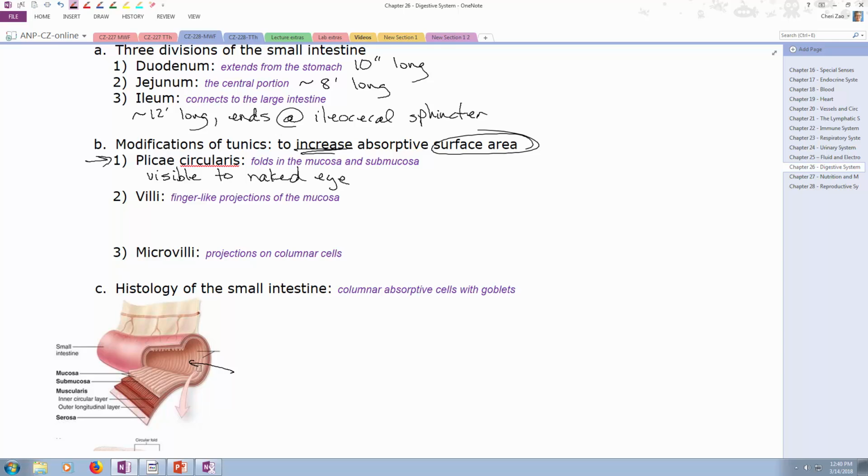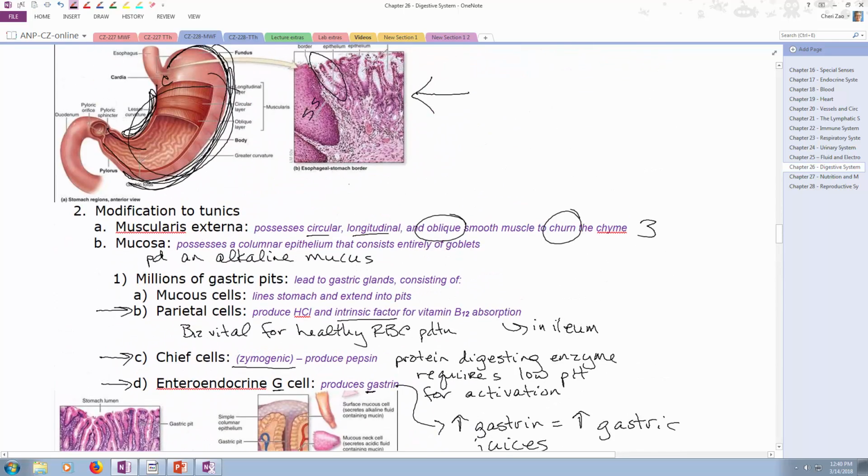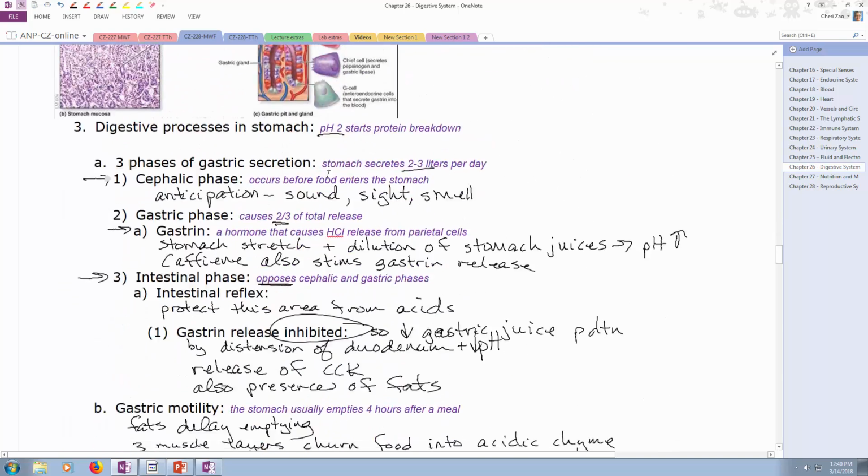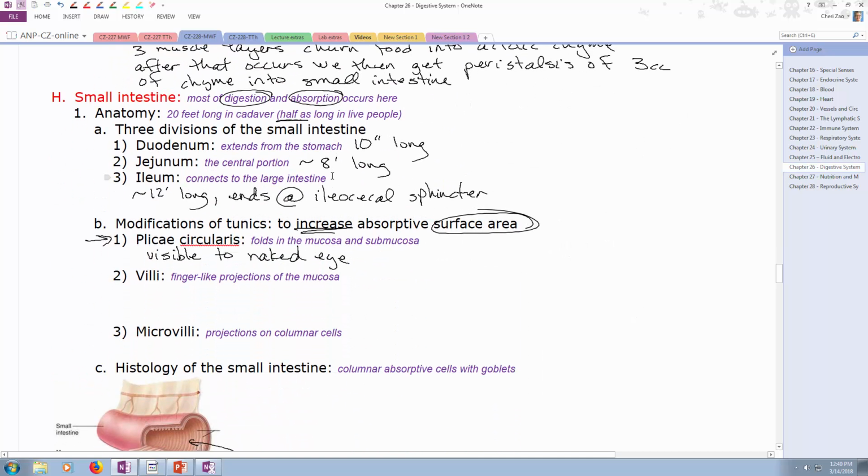Villi, however, that was what I was pointing to in that histology view. That finger-like projection, that's a villus. So villi are not something that we actually can see very well. In order to see them best, it will require a microscope. But this is an actual mucosal fold that has inside of it connective tissue that possesses blood capillaries and lacteals.